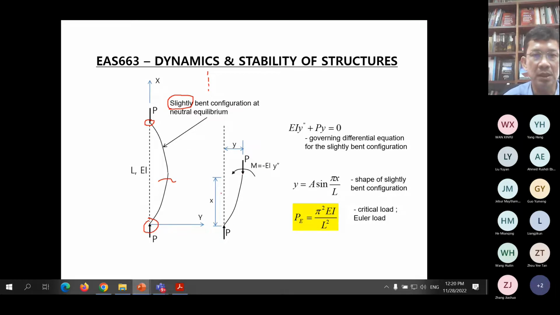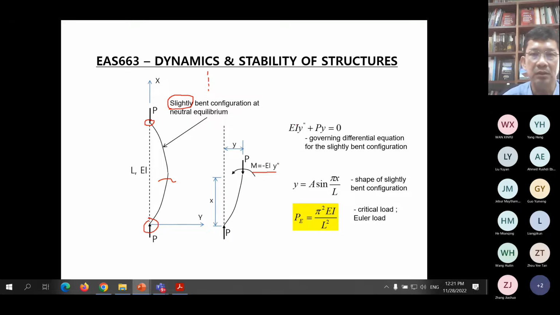Again, our coordinate axes are X here and Y here. The location of this section is X from this end, and the deflection of this section at X is Y. Now, from beam theory, assuming small deformation, we can relate the bending moment to the curvature by this relationship: M is equal to negative EI Y double prime. This M is assumed to be a sagging moment. Under this coordinate system X and Y, we have M equal to negative EI Y double prime.